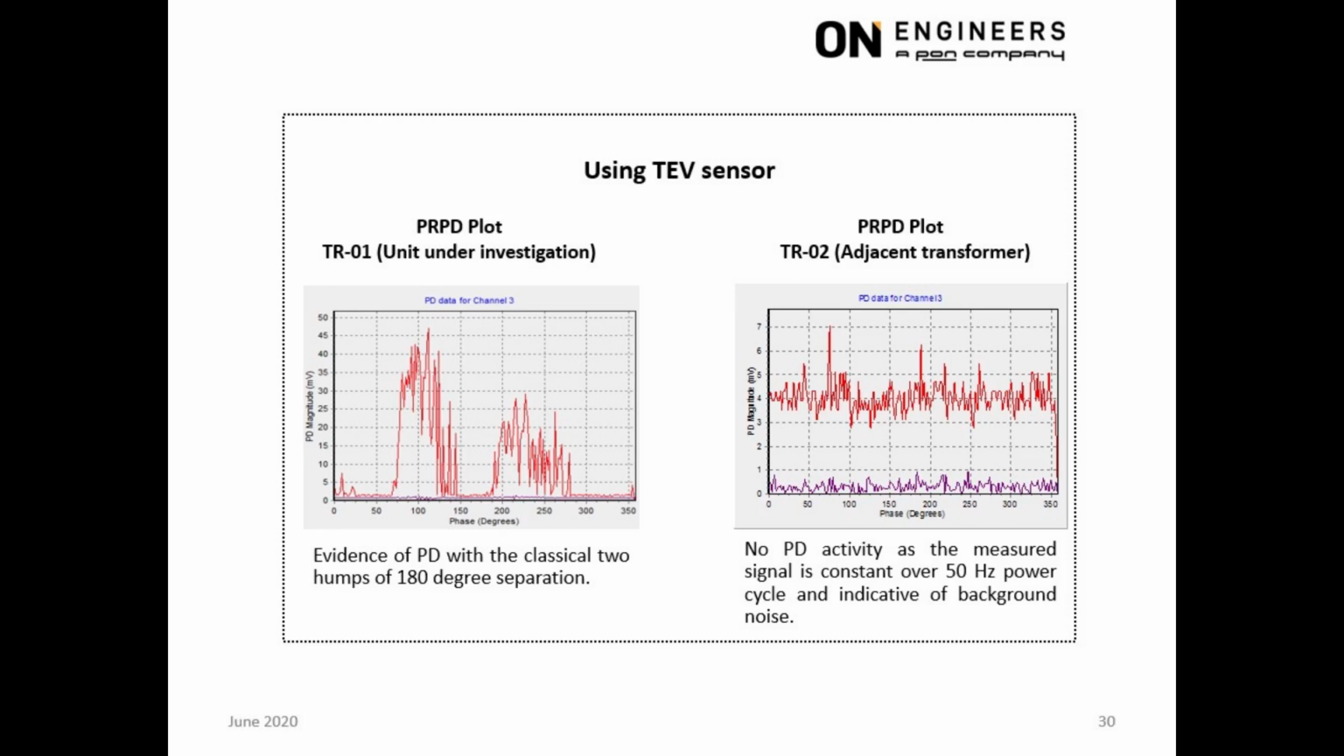Transformer 2 is an adjacent unit of similar design. The measured signal is constant across the 50 Hz voltage cycle and indicates background noise.